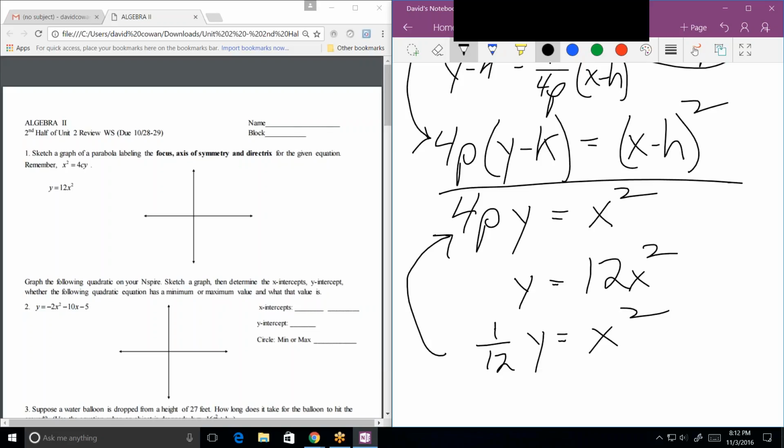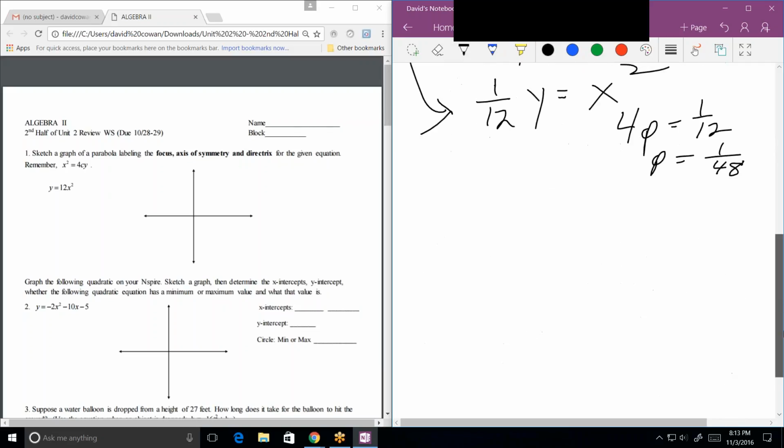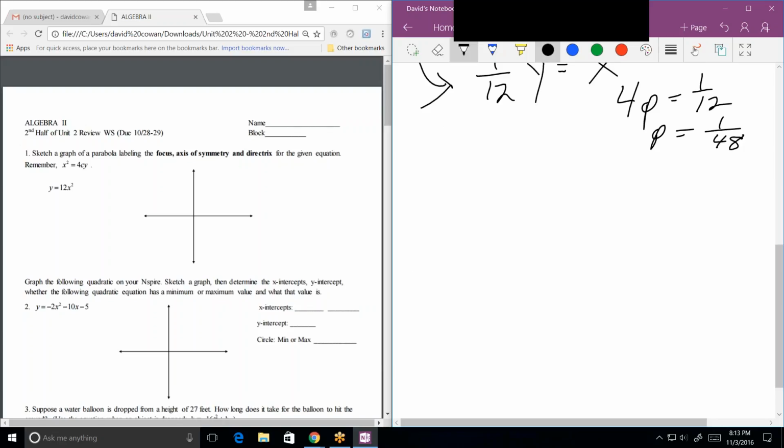Now, we have matching formats. And I can then say that if 1/12 is the coefficient of my y term, then 4p has to equal 1/12. 4p equals 1/12, p equals 1/48. And now I can graph it. Let's scroll down and do just that. Sketch a graph of it.